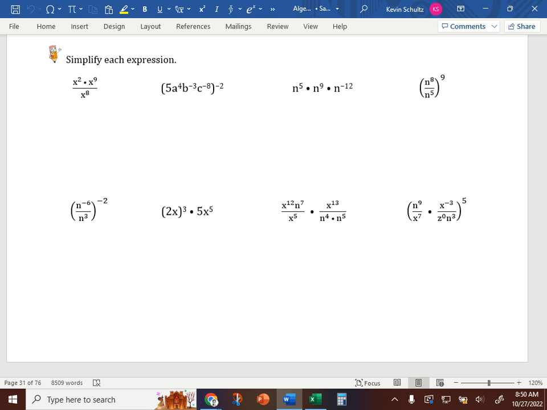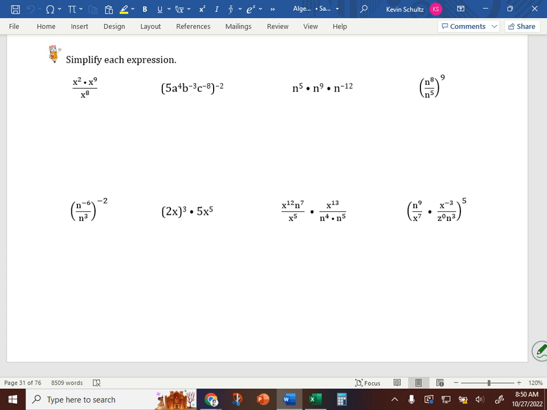Let's look at the first one. X squared times x to the 9th over x to the 8th. What are the two rules here that are going to need to be used? Multiplying by the same base and dividing by the same base, right? And you see that because you've got the multiplication symbol, and you've also got the fraction.